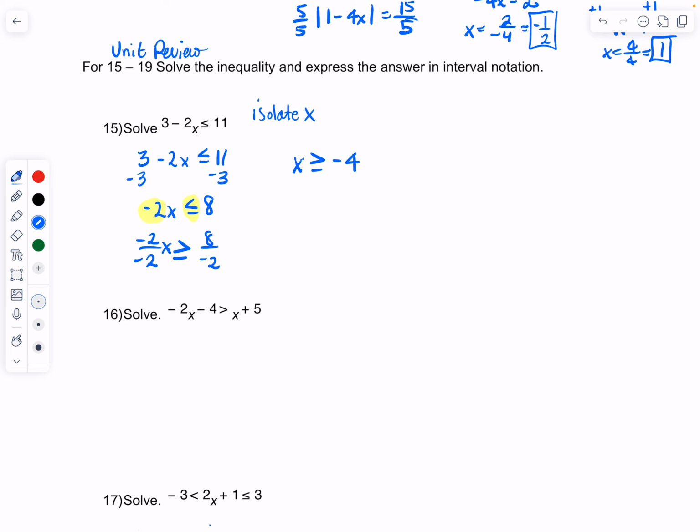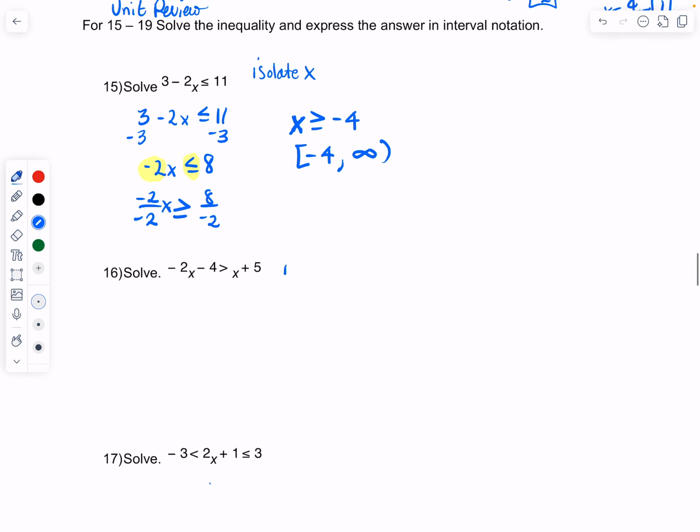Now, this says that all my x values are bigger than or equal to negative 4. So negative 4 is the smallest one. And in interval notation, I get negative 4 going to infinity. Number 16, isolate x. That's what we have to do. So we have negative 2x minus 4 is greater than x plus 5.